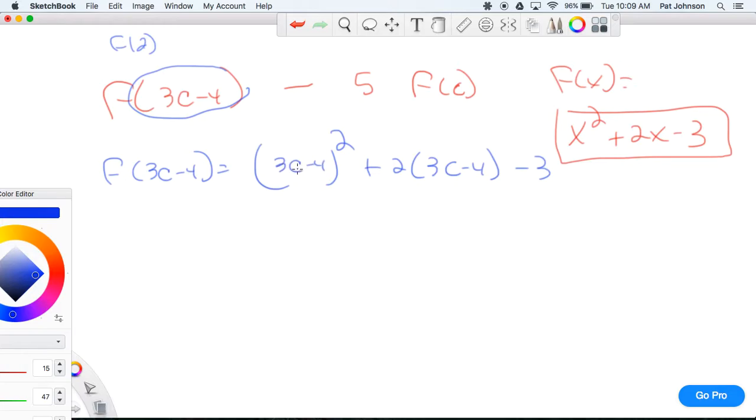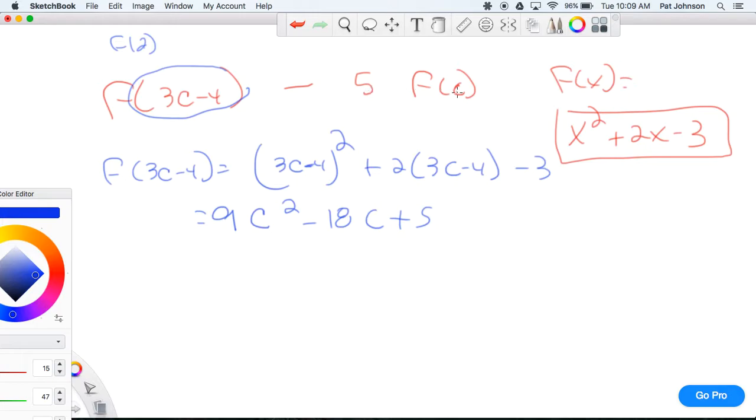You're going to do this times this. You can't use the power rule because I have more than one term. And then you're going to distribute this, and then you're going to combine all the like terms. If you want to see how to do it, it's on page 323. The book does it for us, so it's basically 9c squared minus 18c plus 5, and that's what we get.